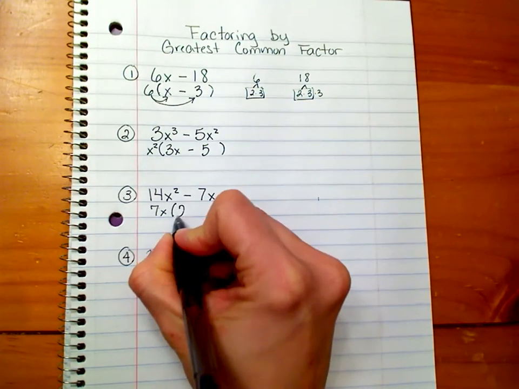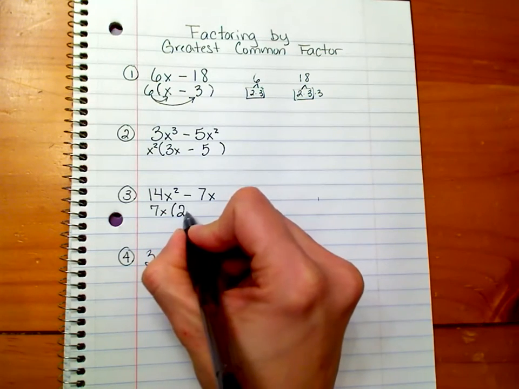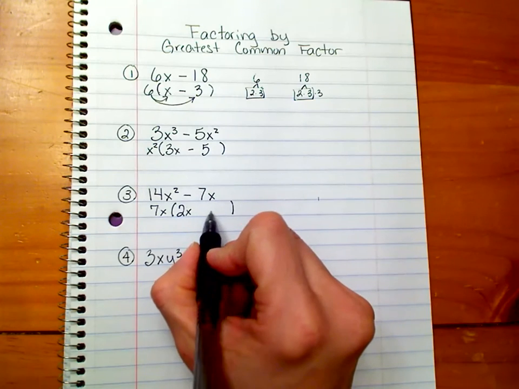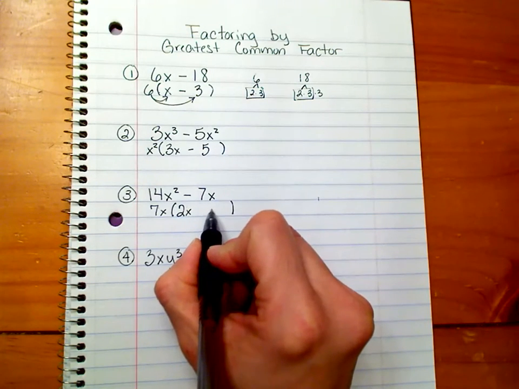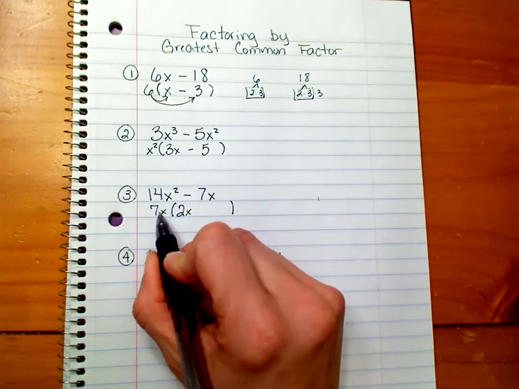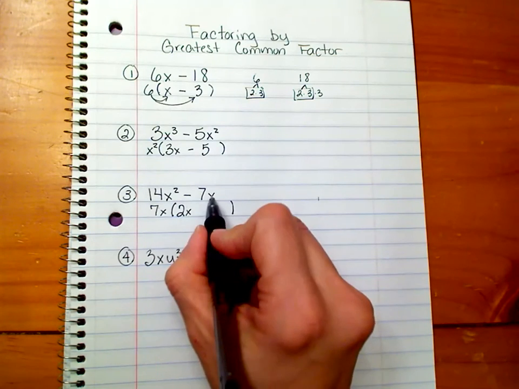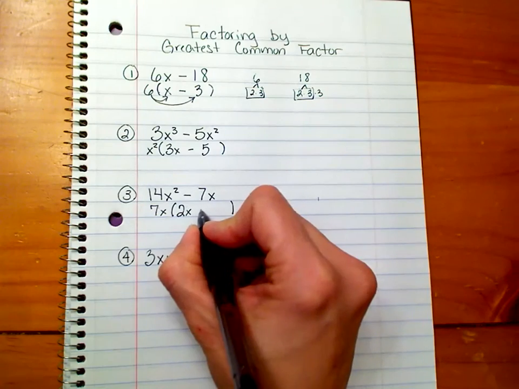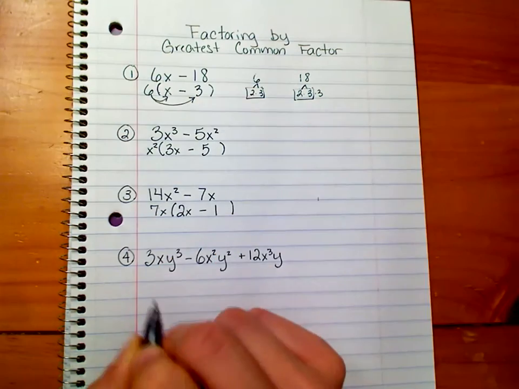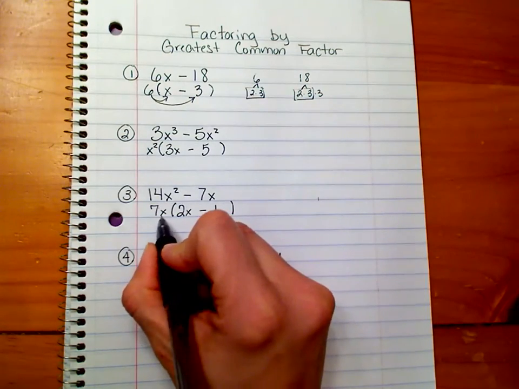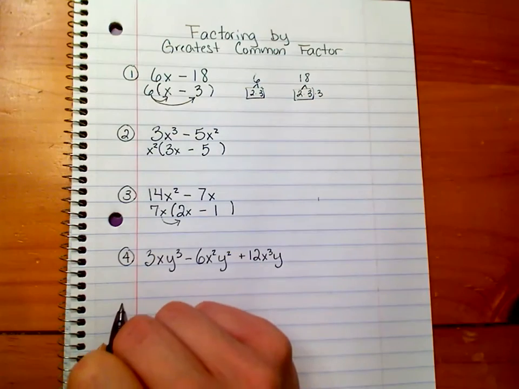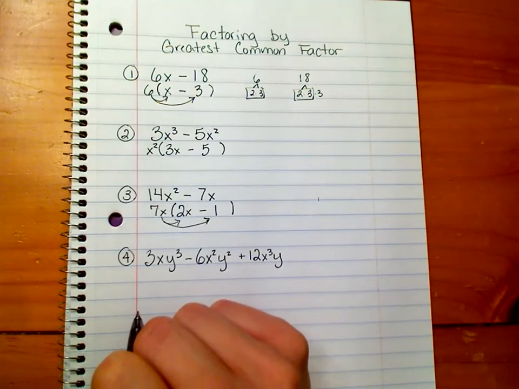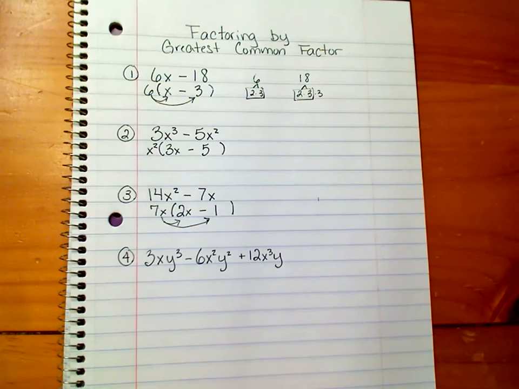14 divided by 7 is 2. x squared divided by x is x. And this is where people make the mistake. They think they don't need to put anything here, but remember, we're dividing this by this to see what it equals. And 7x divided by 7x, anytime you divide a number by itself, you get a 1. So when we check it, that equals 14x squared. This equals negative 7x. So we are correct.